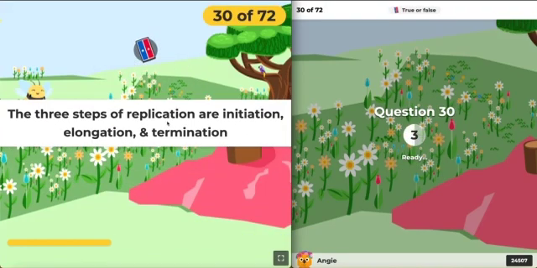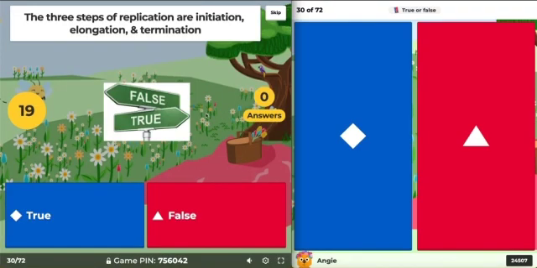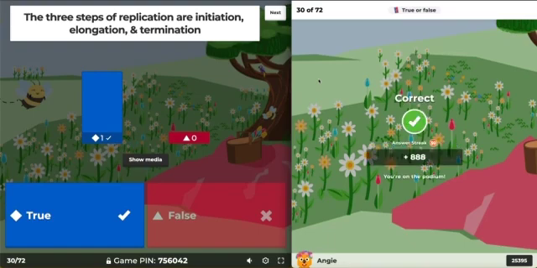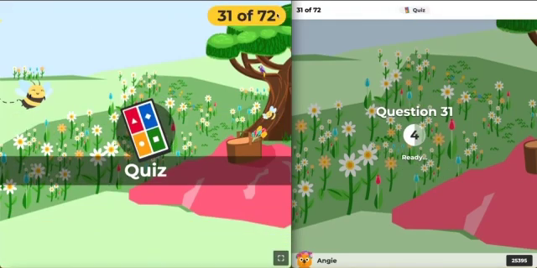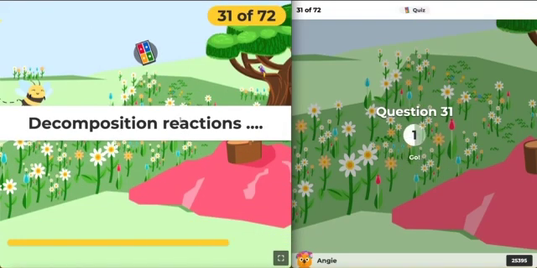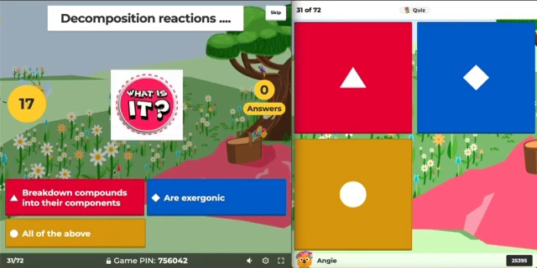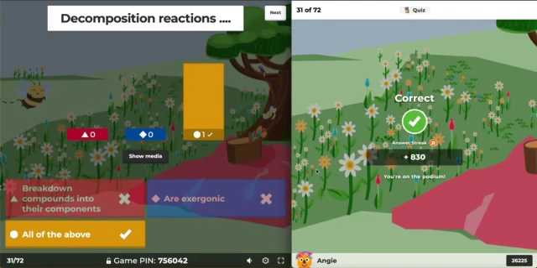Let's see. True or false? The 3 stages of replication are initiation, elongation, and termination. That is true. You're gonna unzip, copy, and then terminate at a stop. Okay, let's move on. Decomposition reactions: do they break down compounds into their components, are they exergonic, or all of the above? They are exergonic and they break down compounds into their components.